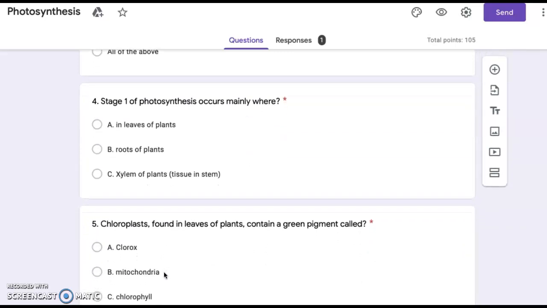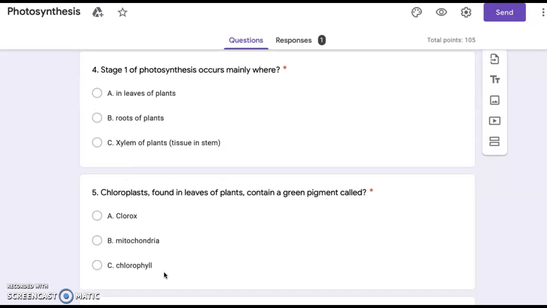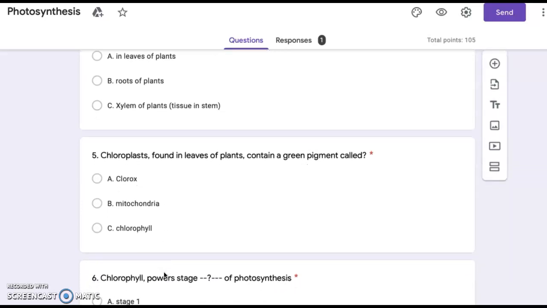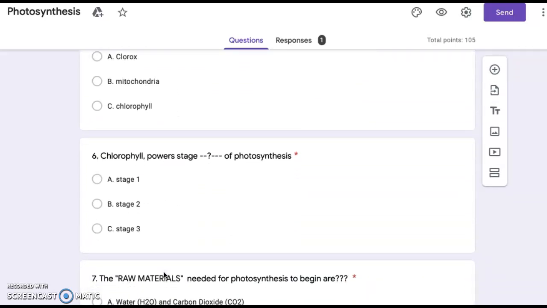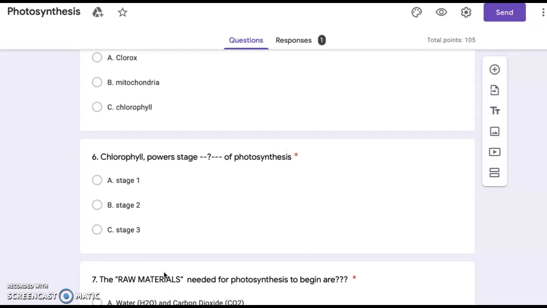Number 5. Chloroplast, found in leaves of plants, contains a green pigment called A. Clorox, B. Mitochondria, C. Chlorophyll. Number 6. Chlorophyll powers stage blank of photosynthesis. A. Stage 1, B. Stage 2, C. Stage 3.